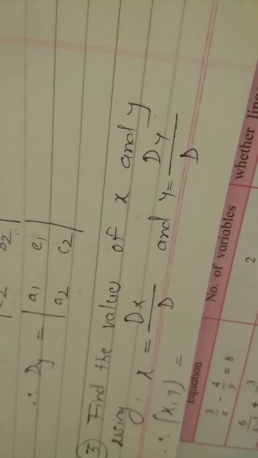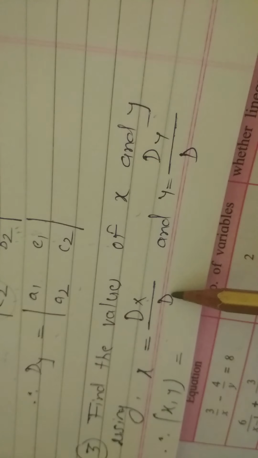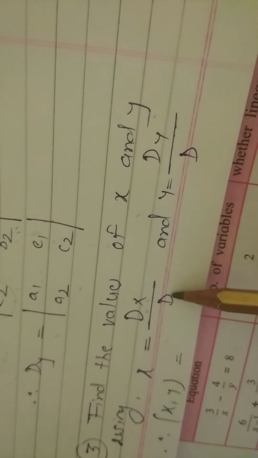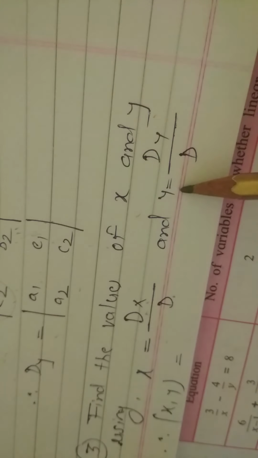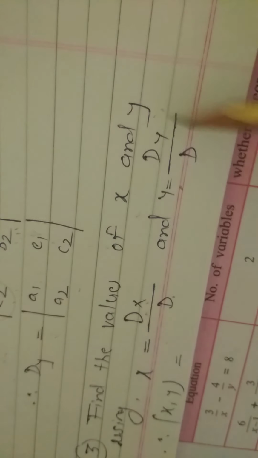Here is the formula for finding x. How to find x? Dx upon D means we write down the value of determinant Dx upon determinant D. Similarly, when you find y, you write the determinant Dy upon D.